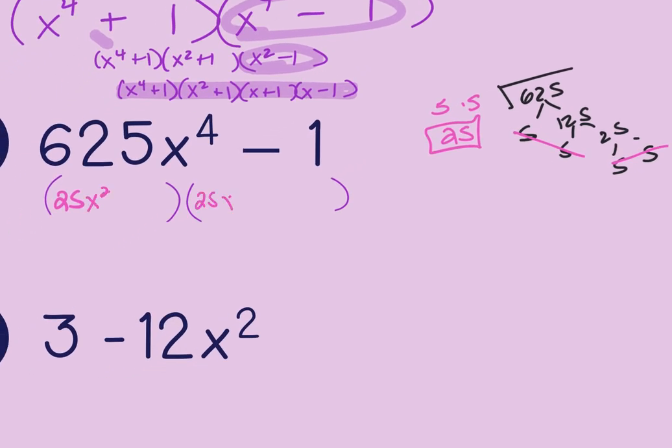What's the square root of x to the 4th? x squared. And the square root of 1? 1 gets a plus and 1 gets a minus. Are you done? No. First one stays because it's a plus, second one becomes 5x. Good. 5x plus 1 and 5x minus 1. And now we're done.